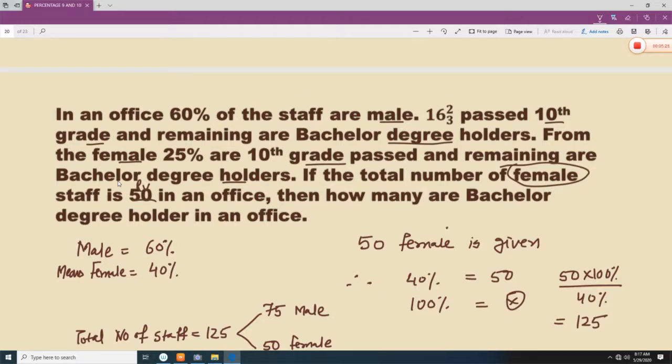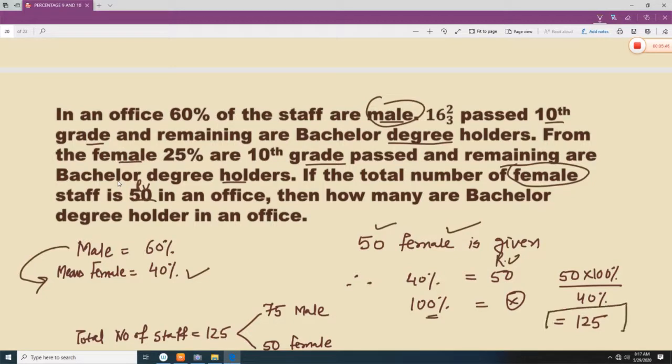So 50 female is already given, and we know the total number of female is, if 60% of the staff are male, it means 40% are female, and 40% is 50. So 50 is the real value. Then how much is the 100?